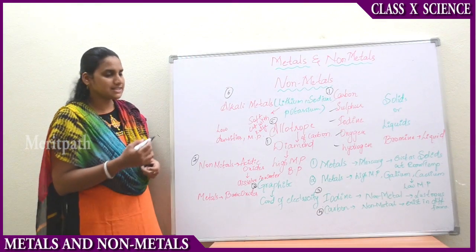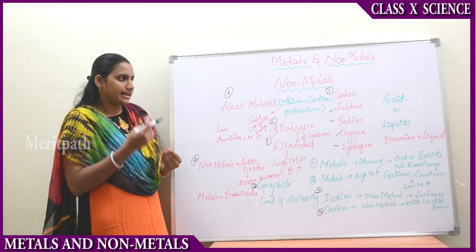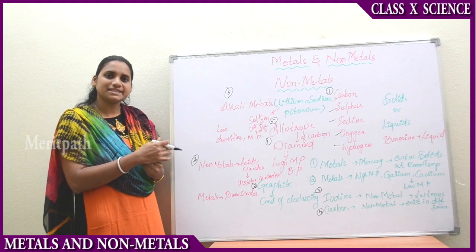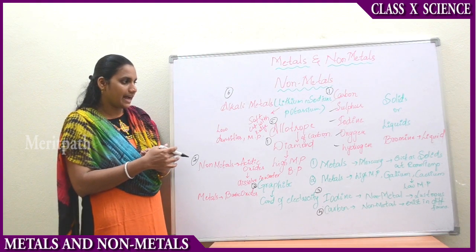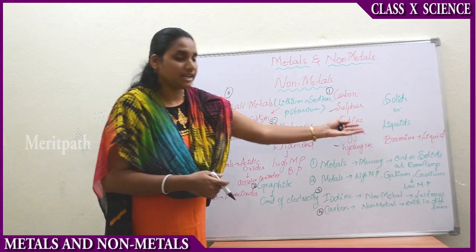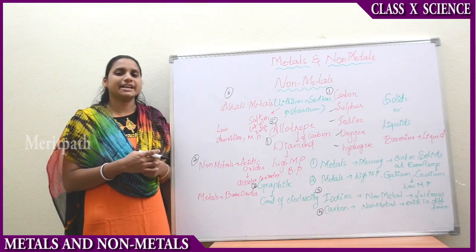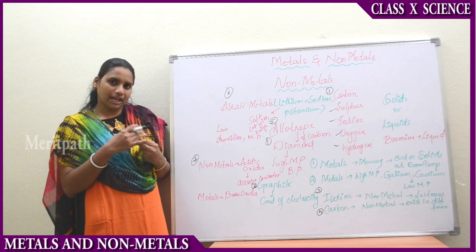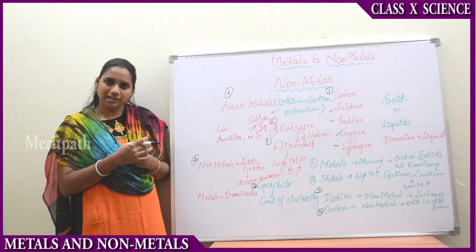Now if you observe these non-metals, they can be either solids or liquids, and the only one which is in liquid form is bromine. That is, bromine will mostly be in liquid form. All the other non-metals will mostly be in solid form.